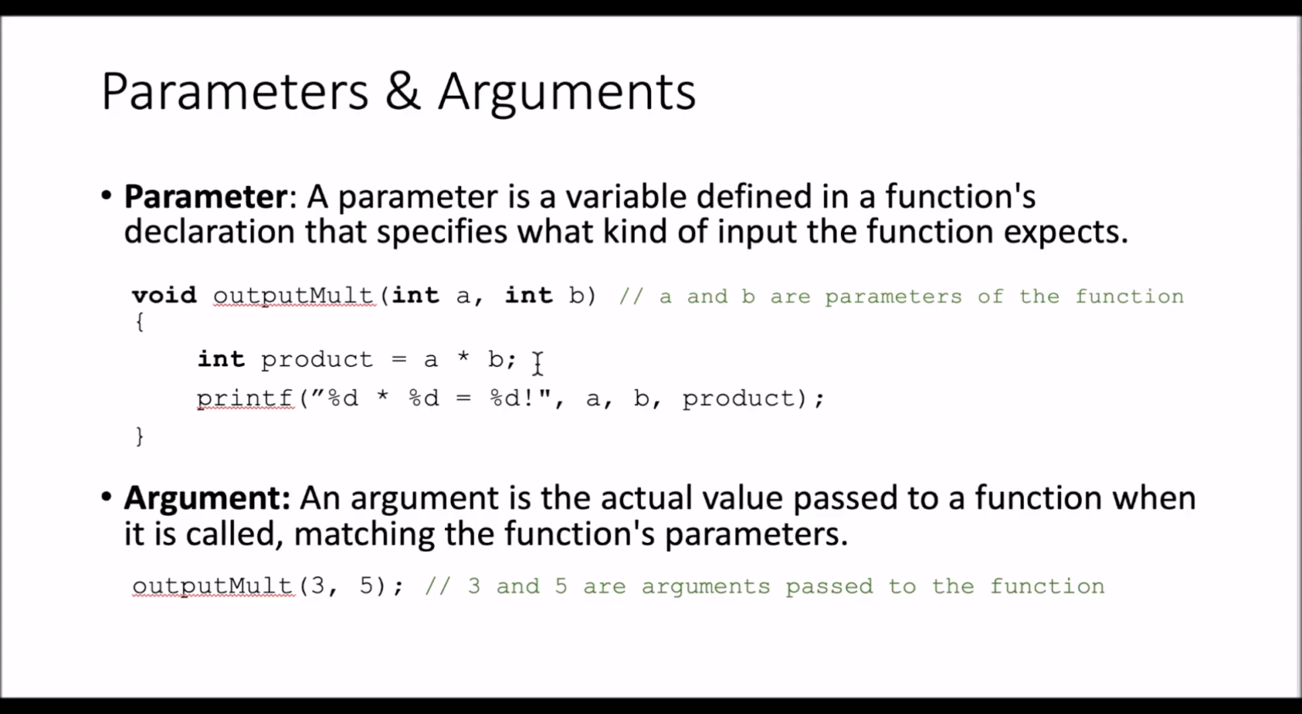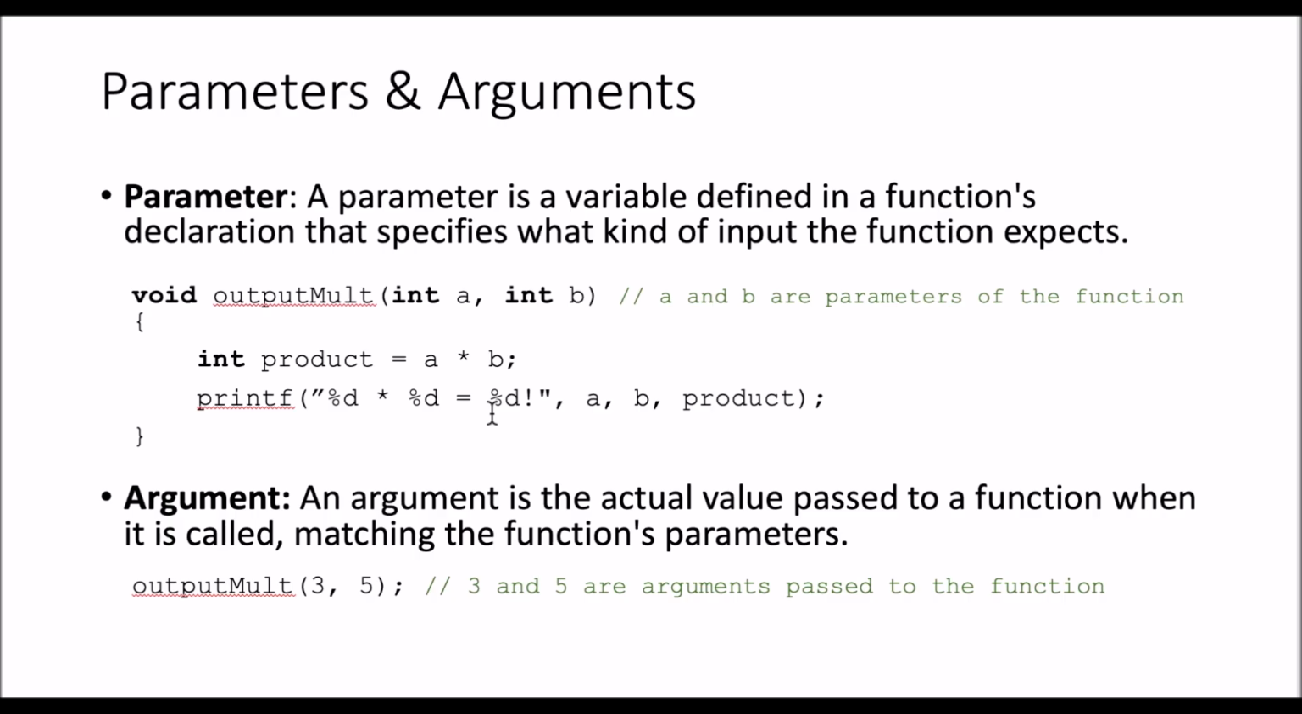So the first statement that I'm executing in this function is the multiplication of a times b. And I store the result in a new variable named product of type int. The second statement actually happens to be a function call as well to the function printf. This function call outputs the value of a, star, then the value of b, equal sign, and then the value of my local variable named product. Essentially, it outputs the equation of this multiplication, including the result.